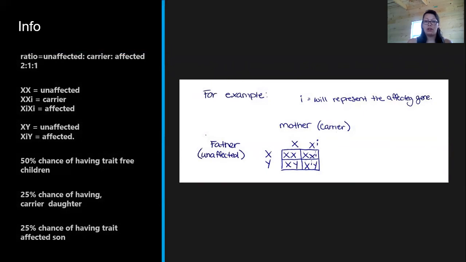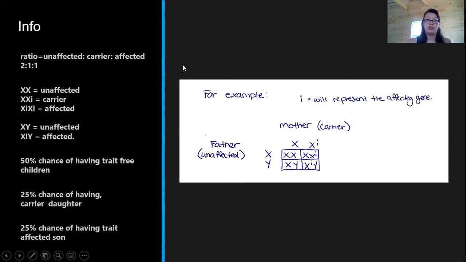So that is shown here in my little graph. So here I will represent the affected gene. So here we see the mother who is a carrier for the gene and the father who is unaffected. So the father has no I attached to any of his X's, but the mother has an I attached to one of her X's. So she's a carrier for the gene. So using the Punnett square, we can figure out that potentially one of their daughters will be a carrier for the gene, and one of their sons will be affected by that trait.